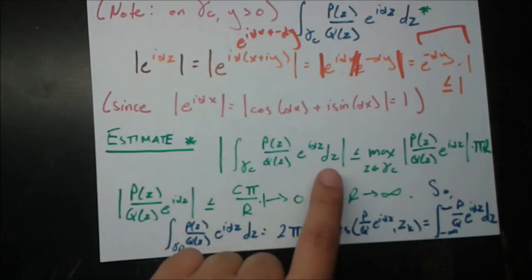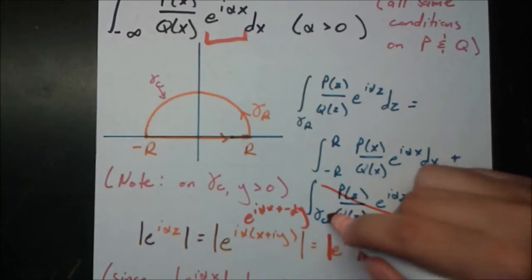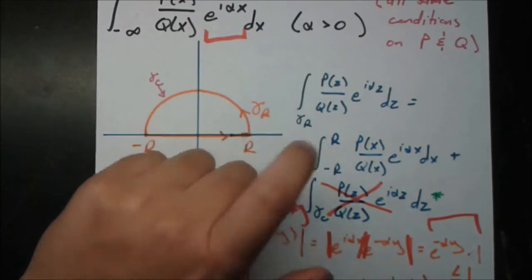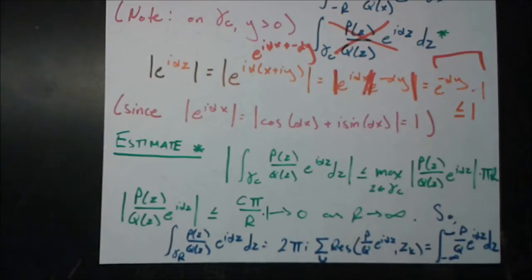So again, we found that this integral right here approaches 0 as r approaches infinity, which means that we can just cross it out, and this integral here is simply equal to this integral here as r gets very, very big. So we've written down here that the integral over gamma sub r of p of z over q of z e to the I alpha z dz is equal to 2 pi I times the sum of the residues of p over q e to the I alpha z at the isolated singularities z sub k, where these lie in the upper half plane. I put a u under the summation sign, and u just implies that these z sub k should come from the upper half plane only. And this also equals, as we just found up here, the integral from negative infinity to infinity of p over q e to the I alpha z dz.